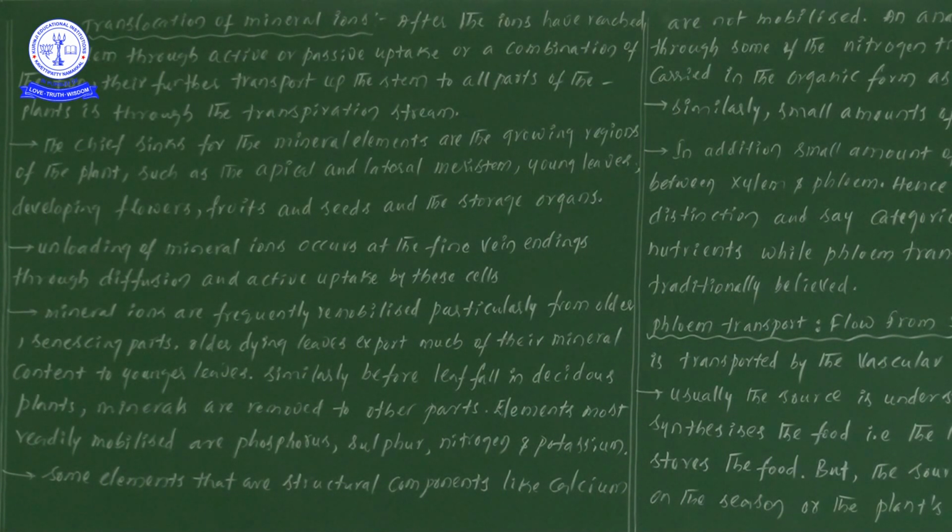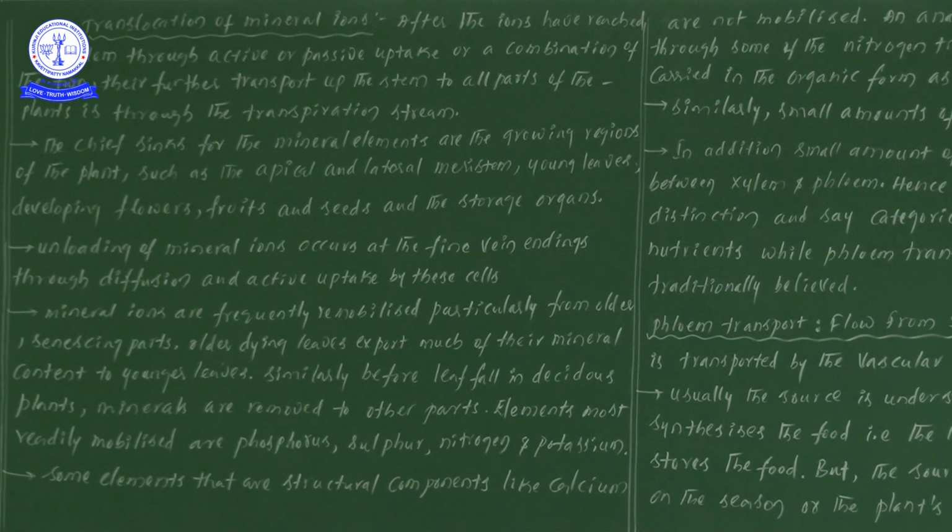Now, translocation: once the uptake is completed into the living system, how will these ions be translocated? Translocated, as I already told you, means movement or transportation from one place to another. Further transport up the stem to all parts of the plant is through the transpiration stream. Once the minerals are in the root system, from the root system to the stem and from the stem to the aerial parts, the translocation of materials depends mainly on the transpiration stream.